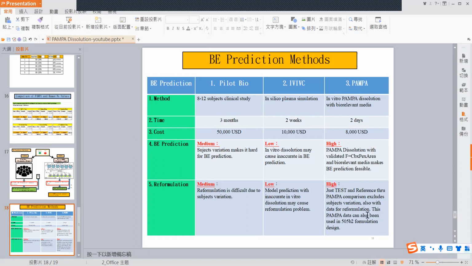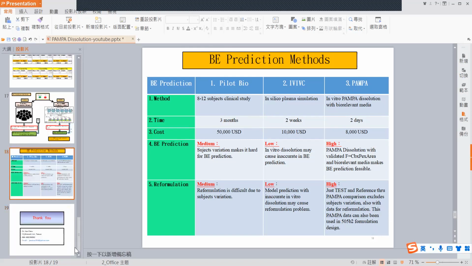And these PAMPA data can also be used in BE reformulation design, not only for the generic drug, okay? So with all these indicated, as I said, the PAMPA method becomes a feasible and very dependable method in today's formulation development.